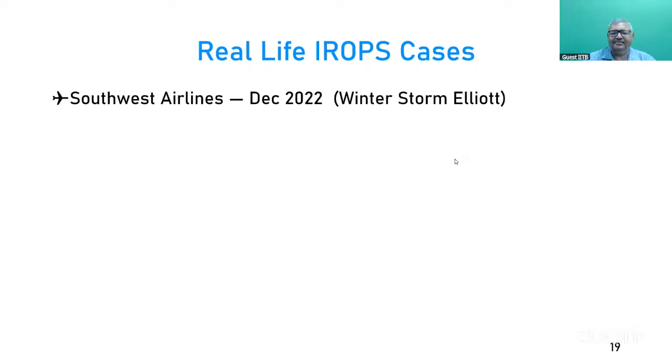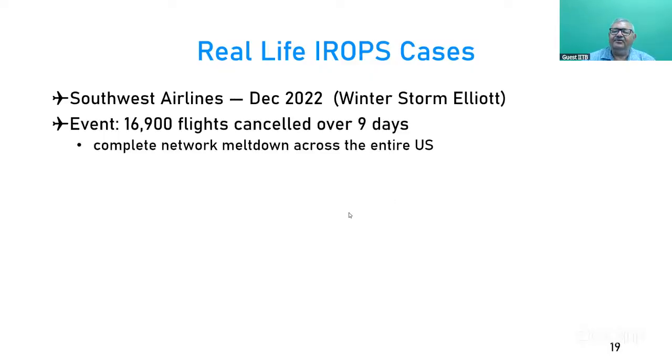Let's look at three cases from real life, two of them successful and one of them a failure, just to understand. Here is a case, again in winter, Southwest Airlines. There was a storm called Elliott in December 2022. 16,900 flights were cancelled over 9 days. You can imagine, it was called a white winter. The complete network was affected in the entire US, which is the busiest sector in the world.